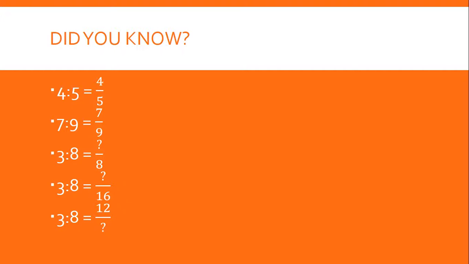3 is to 8 is the same as 12 out of what number? Think about it. If I were to take 3 and multiply it by 4, I would get 12. So similarly, I would take 8 and multiply it by 4, and I would get 32. So it would be 12 out of 32.